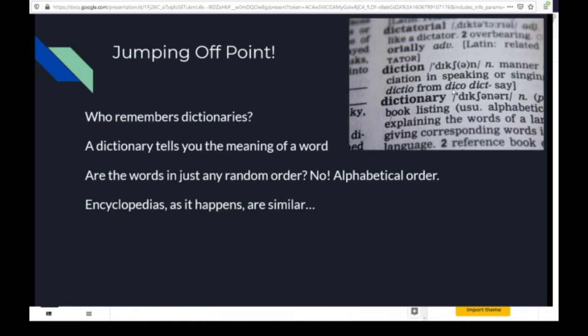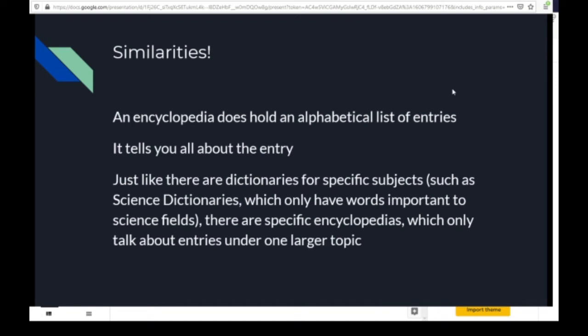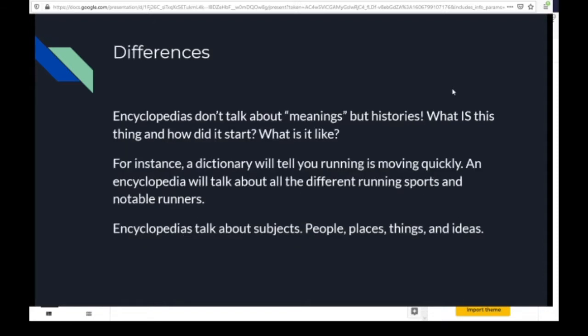Encyclopedias, as it happens, are similar to dictionaries in that they are both an alphabetical list of entries. Also like dictionaries, there are specific encyclopedias. We're not going to mess around with that too much, but just know that general dictionaries talk about the entire English language, and then there are science dictionaries that just tell you about words you're going to need whenever you're dealing with science. Same thing with encyclopedias. The difference is a dictionary is normally only one book, whereas a general encyclopedia is usually going to be like 22 books long.